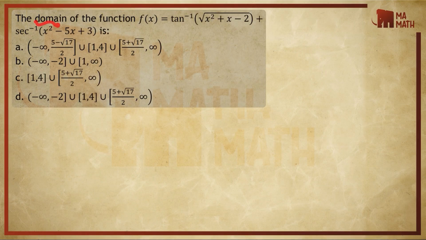So here we have a wonderful question from a previous year. The domain of a function f of x is given, that is tan inverse of some function, quadratic and under root, plus there is a secant inverse of a function which is also quadratic. So when they ask for the domain, it means the x value should satisfy both the tan inverse function and the secant inverse function. Only then it will be valid.